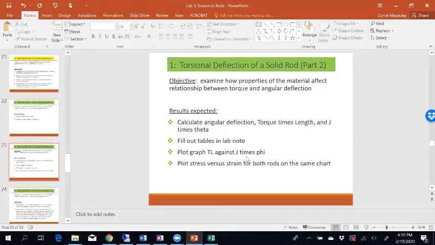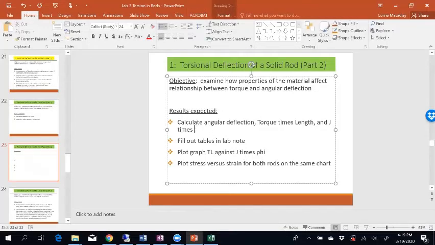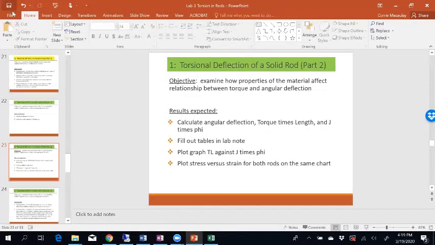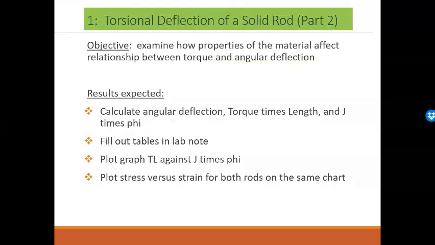So in essence, the results we expect from that: I want you all to calculate angular deflection, phi, equals TL over JG, right? And then you're going to look at torque times the length. Then you're going to look at J times phi. That should be phi. I thought I changed that. It's not theta. Y'all are going to look at J times phi.